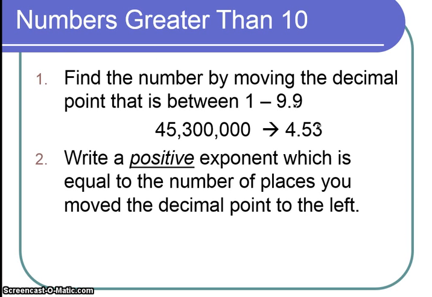Now, when it's a very large number, your exponent is going to be positive. You're going to write a positive exponent equal to the number of places you move the decimal point to the left. This is not new. So our answer is 4.53 times 10 to the 7th.